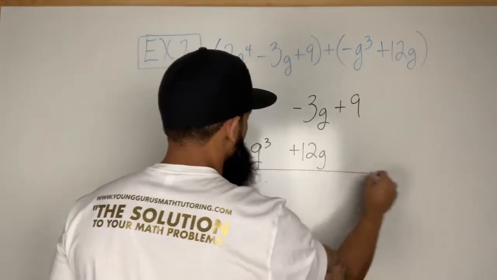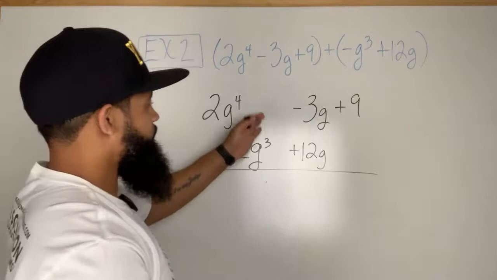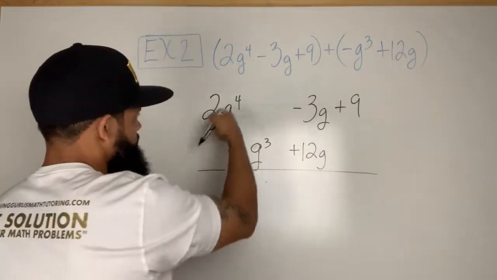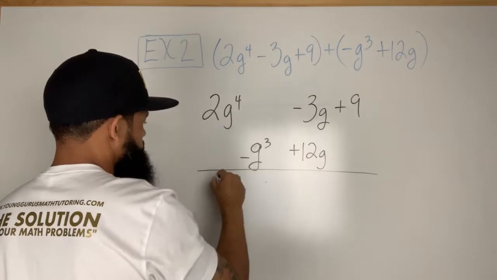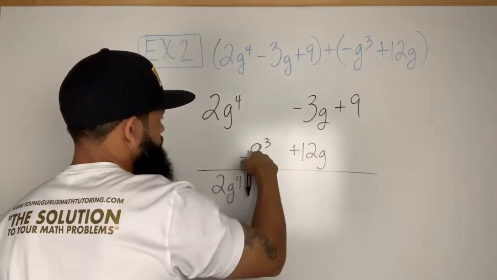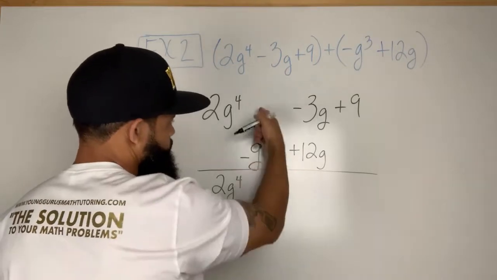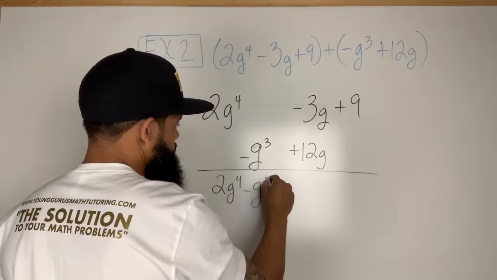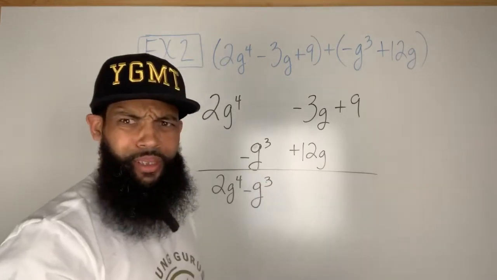Okay, so this is just like saying 0g to the third power. So anyway, we're just going to add this 2g to the fourth power. It has no like term, so we keep that. 0 minus 3g to the third power, or 0 plus negative 3g to the third power is still, and I keep saying 3g. Blah.